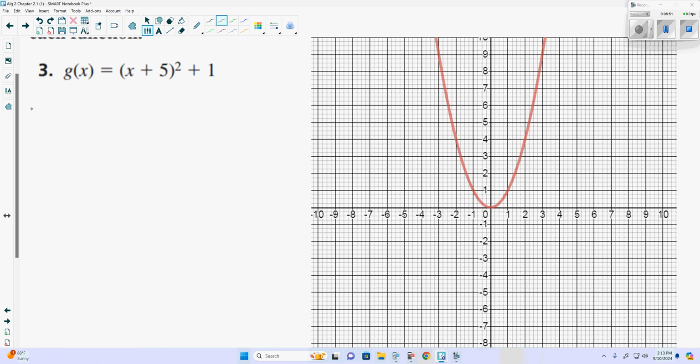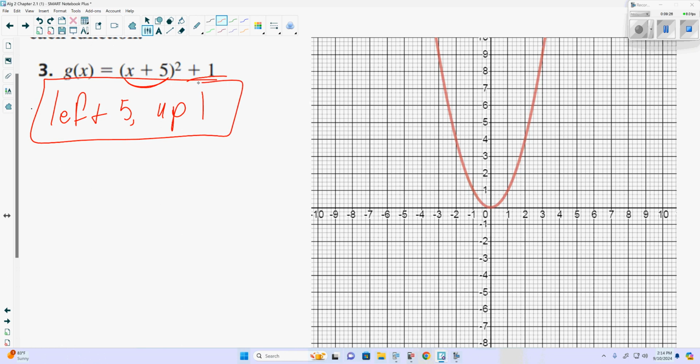G of x equals x plus 5 squared plus 1. So the plus 5 inside is telling us we're moving to the left or right 5. It would be left 5, because our plus 5 inside, left, right, opposite of what we think. Since it's plus 5, it's moving to the left 5. Plus 1 would be up 1. So this is moving left 5 and up 1.